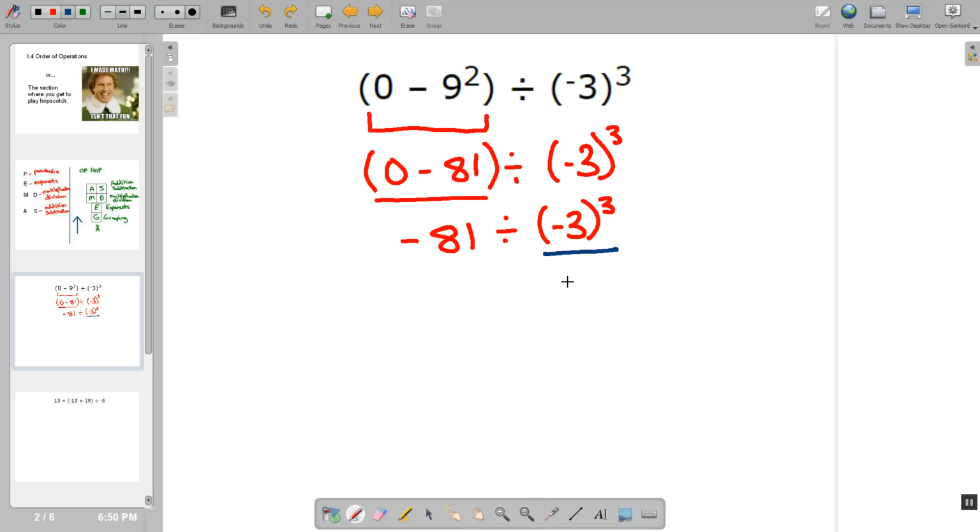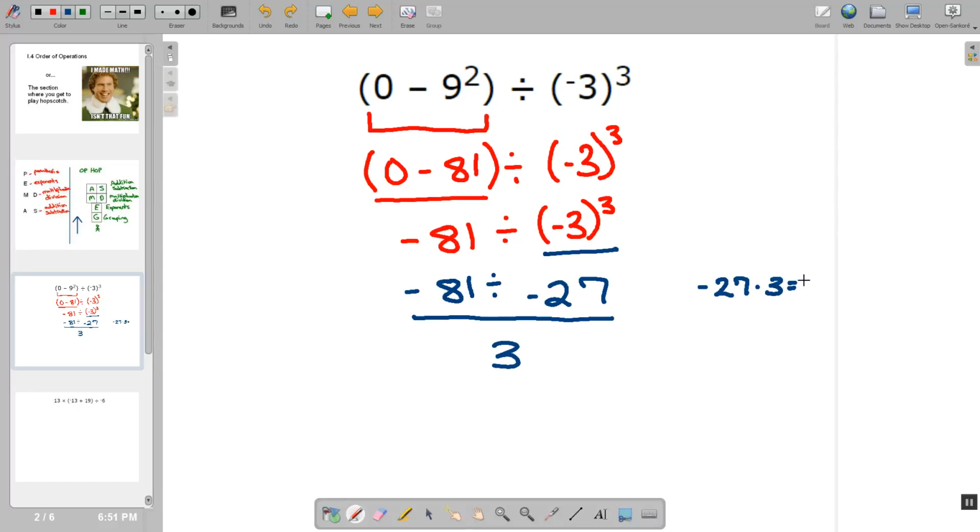So I'm still going to do 3 cubed, but negative 3 cubed. Negative 3 times negative 3 times negative 3 is negative 27. So I will do negative 81 divided by negative 27. So for our final step of this problem, we know that this is a positive 3 because negative 27 times positive 3 is equal to negative 81.